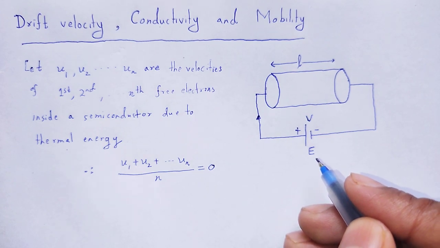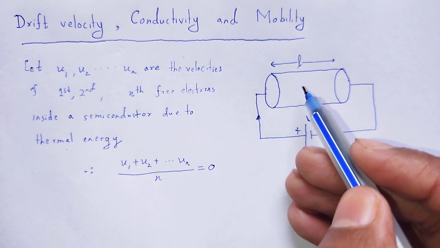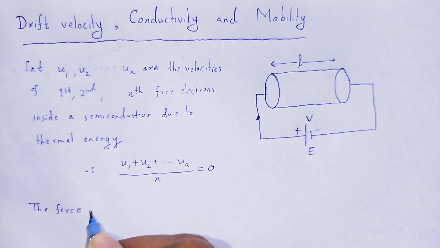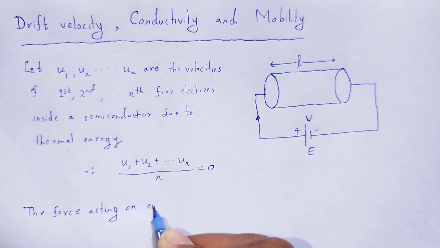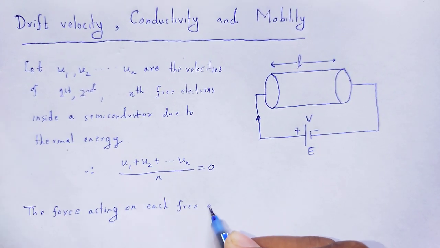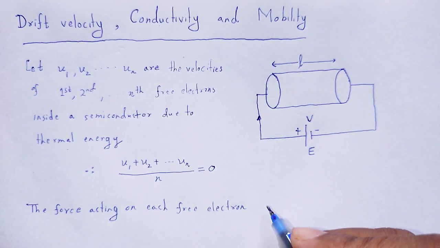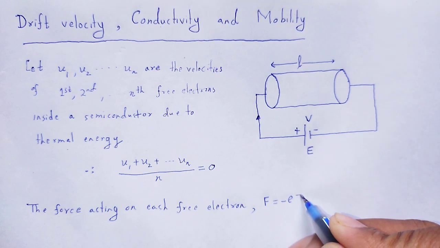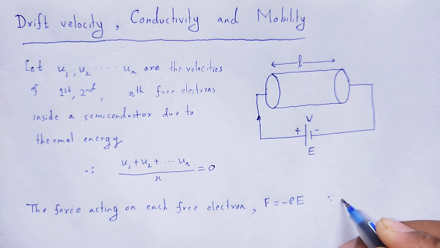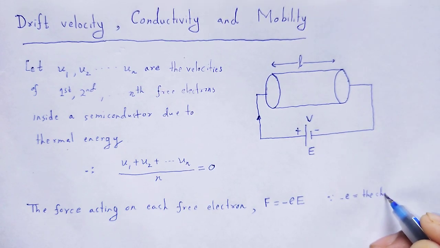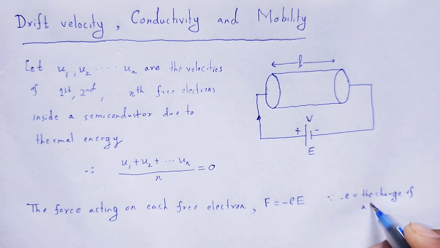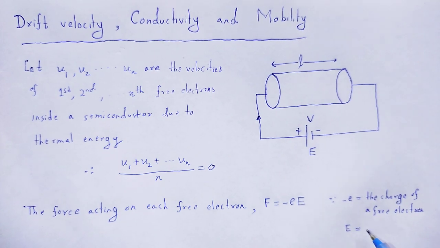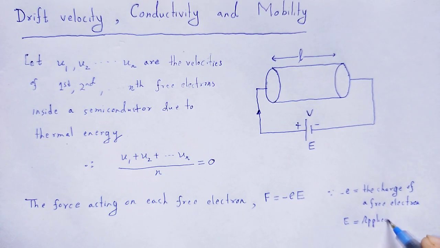Therefore, the force acting on each free electron, that is F is equal to the charge of free electron into applied electric field, F is equal to minus eE, whereas minus e is the charge of a free electron and E is the applied external electric field.